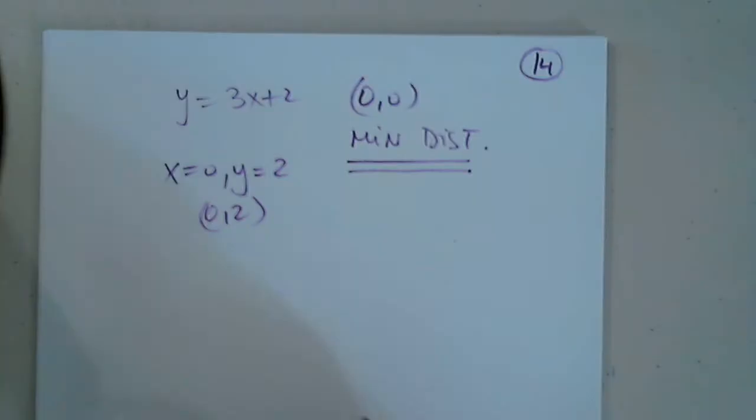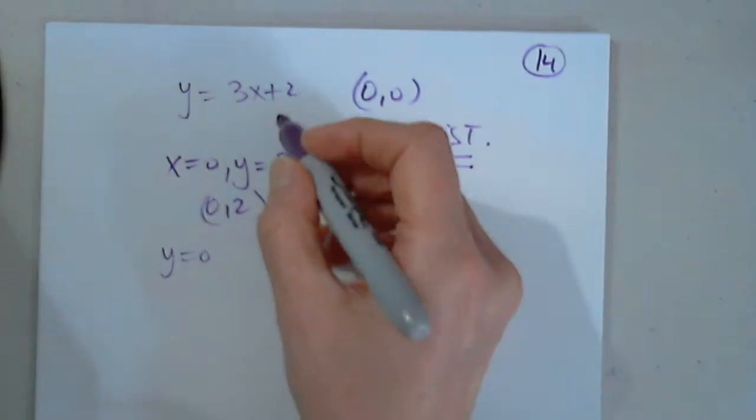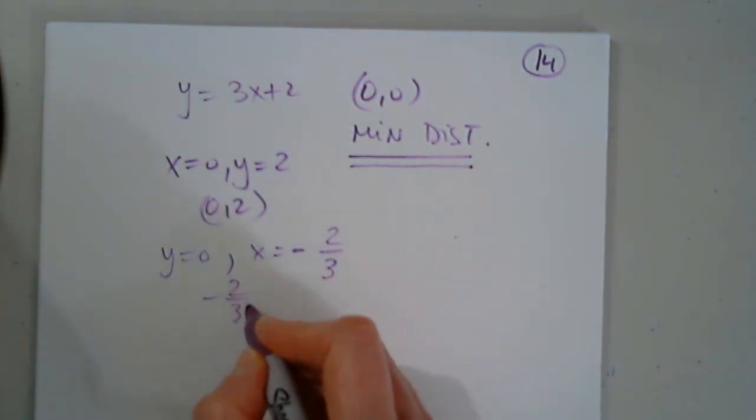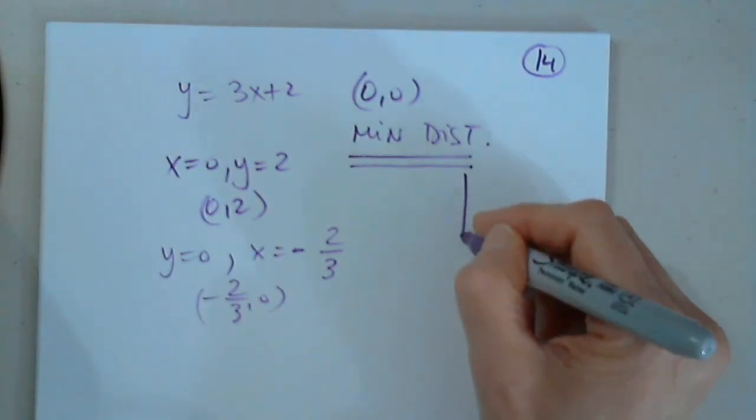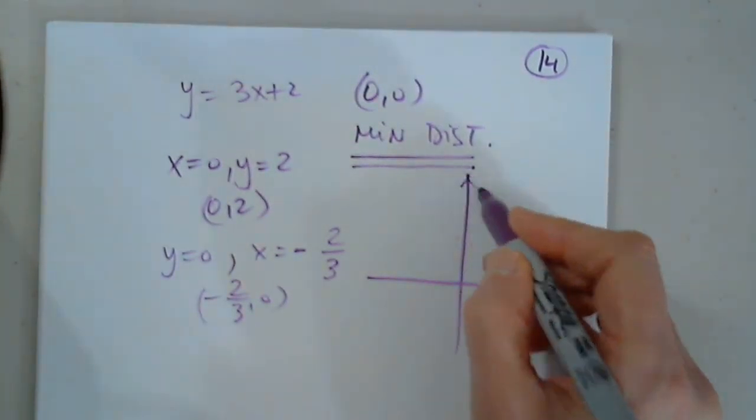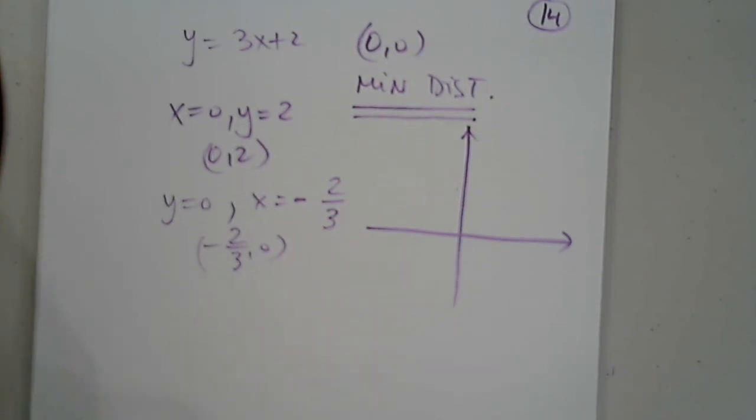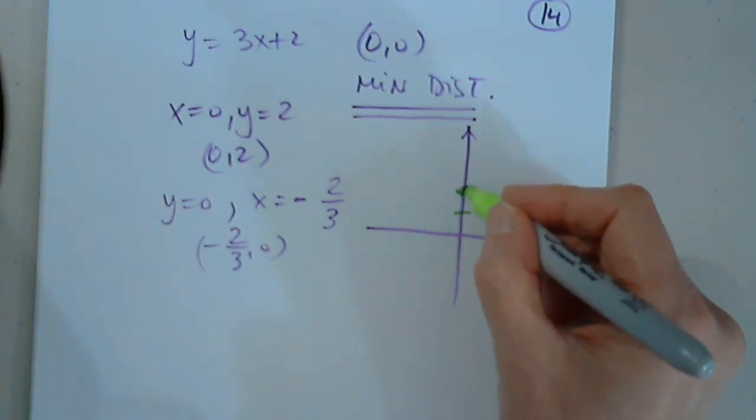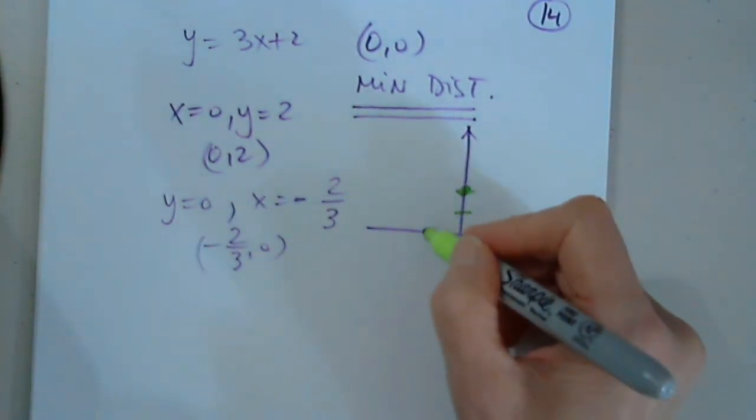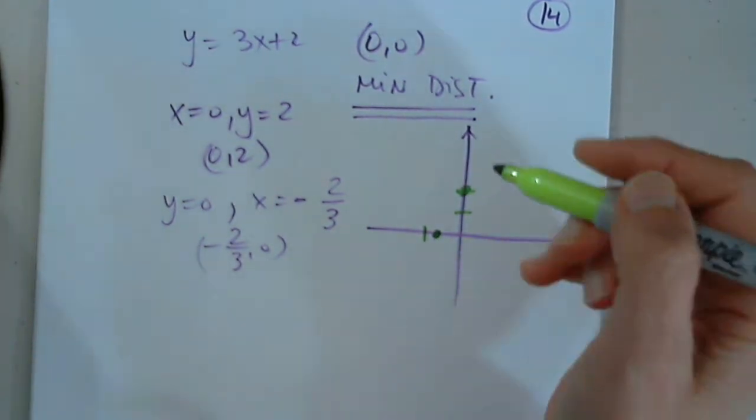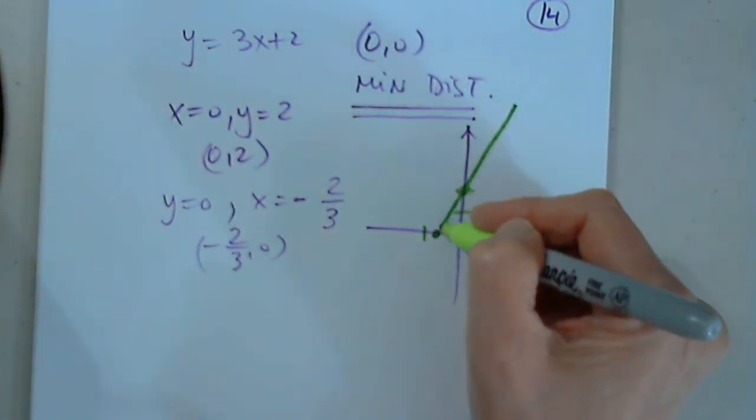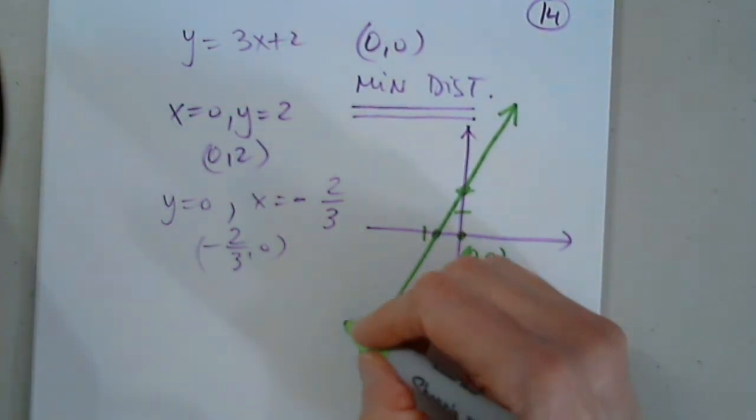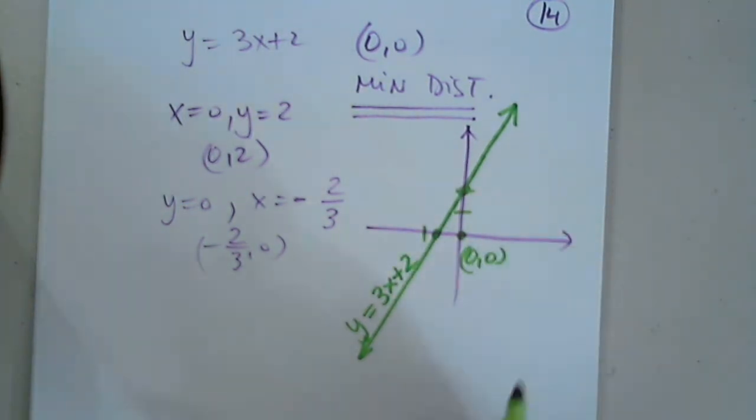Okay, so when x is 0, y is 2. So 0, 2. When y is 0, I move 2. So x equals negative 2/3. So negative 2/3, 0. I want to graph it. So 0 for x, 2 for y, and negative 2/3 will be somewhere here. Good. So this is the origin, and this is the line y equals 3x plus 2.